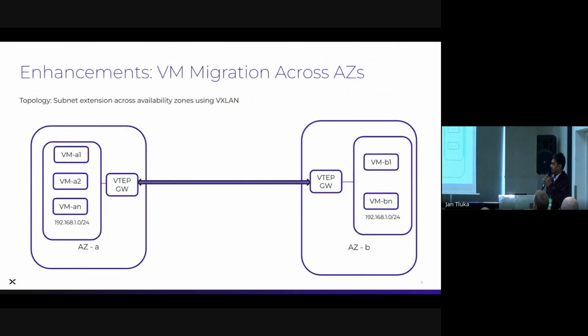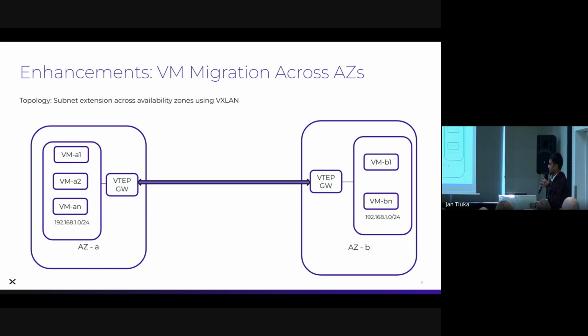Let's quickly look into the topology. In this topology there are two availability zones, A and B, and the subnet 192.168.1.0/24 exists on both availability zones. It is stretched using an external VTAP gateway. As you can see, the internal interface of the VTAP gateway on either side connects to a logical switch, which is the subnet that is getting extended.